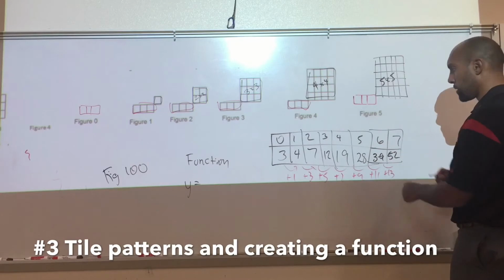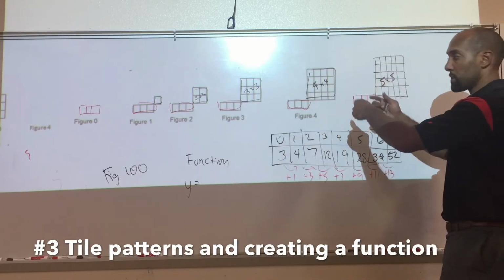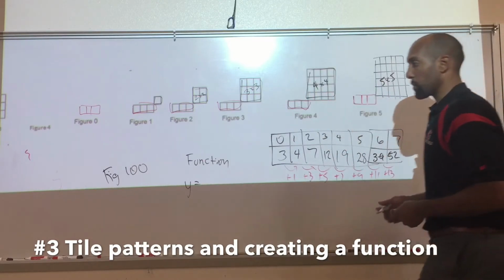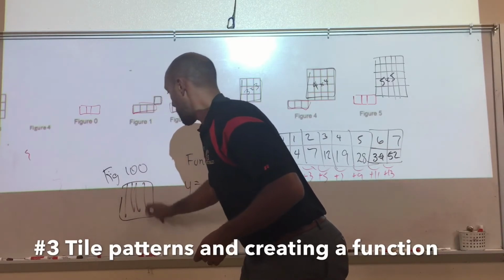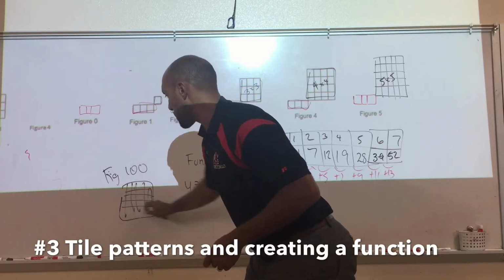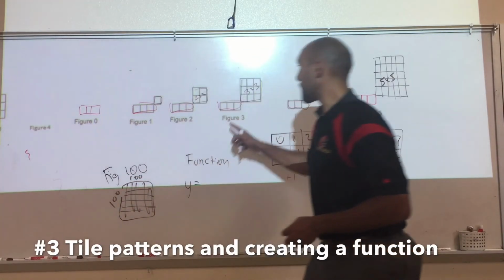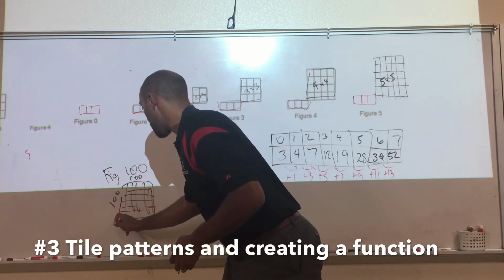Okay, so now figure 100, we know that we have this little box that's on the top, and the dimensions or the sides go by the figure number. So figure 100 would be a box here. Remember, this is just a sketch, doesn't have to be perfect. And it'd be 100 by 100. And then we always have this little box of 3 hanging off the side, right on the corner.